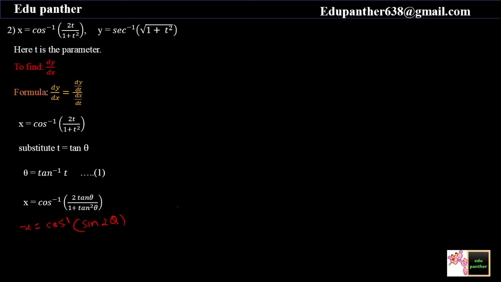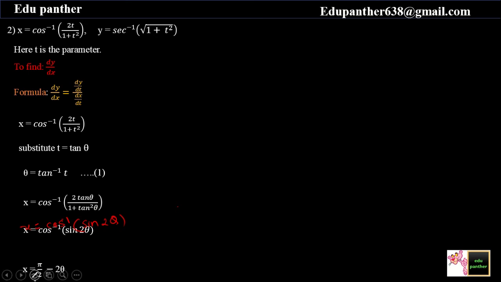Sine 2 theta. Okay, outside we have cos inverse and inside we have sin 2 theta. So cos inverse will get cancelled with cos theta only. So what we have to do here? We have to change this sin theta into cos theta. So for that we have to use allied angle formula. So it was cos inverse of sin 2 theta.